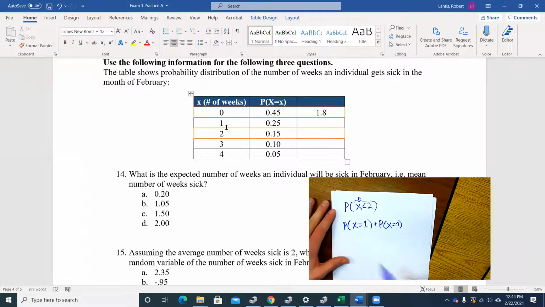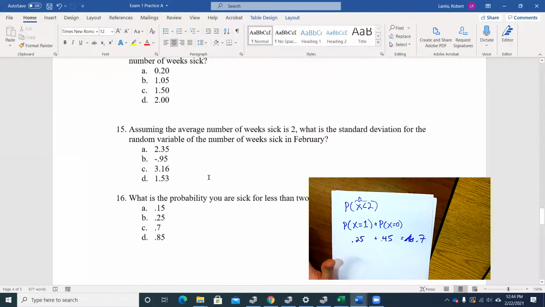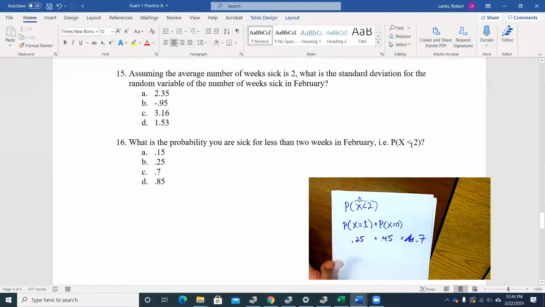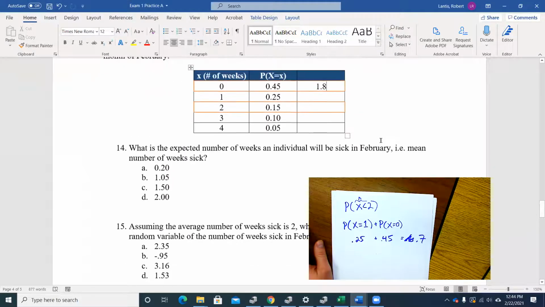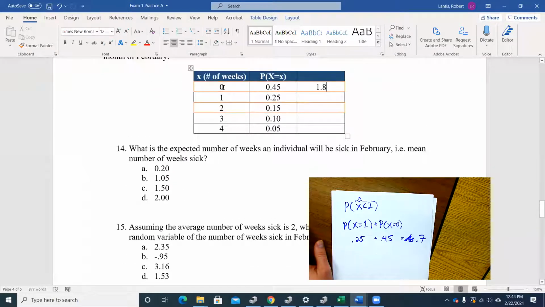Now from there, the probability X is equal to 1 was 0.25. The probability X is equal to 0 is 0.45, so 0.7. So what I'm doing is just thinking about what outcomes fit this criteria and then adding the probabilities of those outcomes. The only outcomes less than 2 would be 1 and 0.